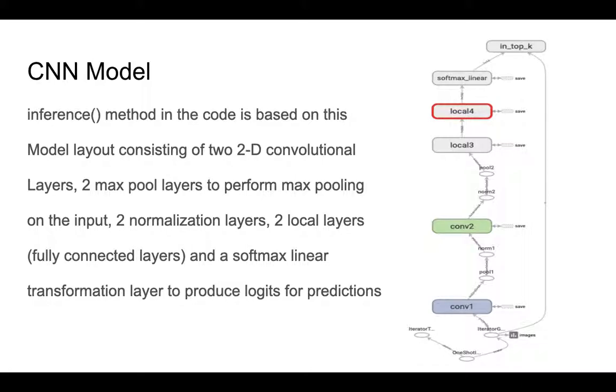That's where all the layers are created. And here you can see there are two 2D convolutional layers, and two max pool layers, and two normalization layers, and two fully connected layers. And finally, we have a softmax linear transformation layer that produces the predictions for the 10 digits. And then TensorBoard gave us a very good diagram of the model on the right, which shows how the layers are stacked on each other.